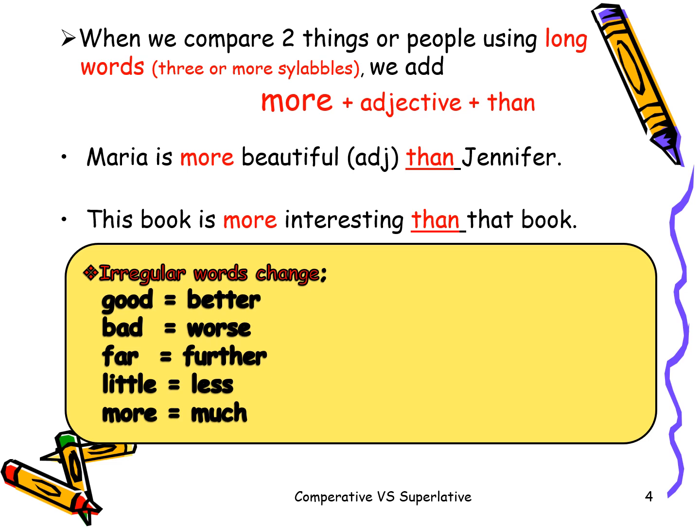So let's look at the irregular words change. So far we have looked at regular adjectives, but we have some irregular adjectives which are a little bit different. For example, if we want to compare something using the adjective good, we need to say better. Good, better. If we want to use bad, we use worse. If you want to use far, we use further. If we want to use little, we use less. And if we want to use much, we use more.